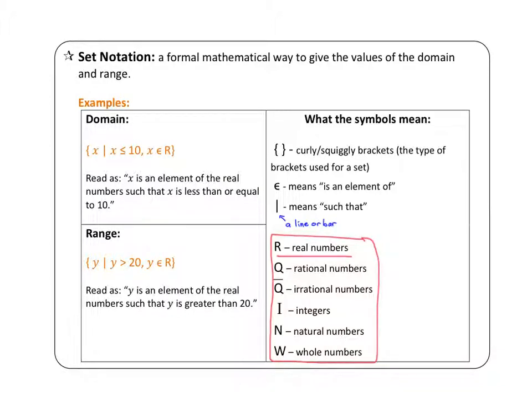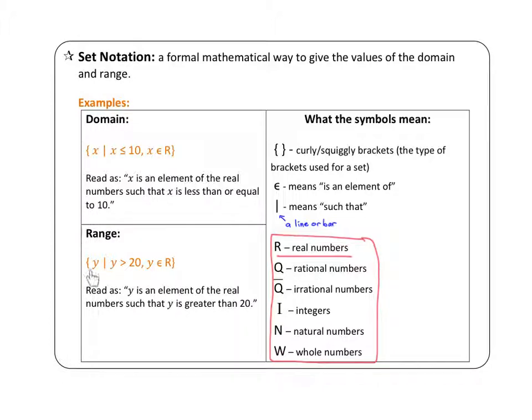Now let's look at these examples. If we have values of x that are less than or equal to 10 in the domain, then we always start with a squiggly bracket, state our variable for the domain, so usually x. Then we use the bar, that means such that. This first part will always be written the same. Then you're going to have your inequality or the restrictions on the variable. So what conditions are on the domain variable? Then we have a comma, and then we write x is an element of whichever number system, closing it off with a curly bracket.